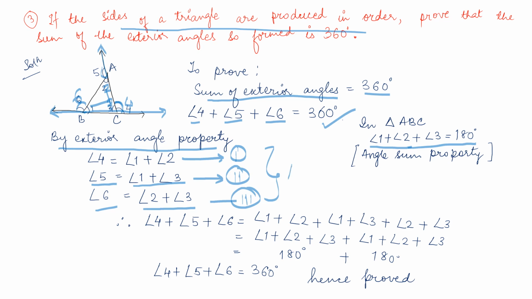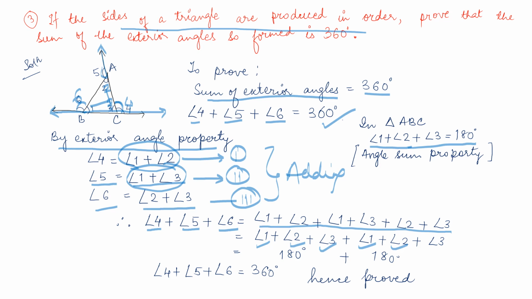Now adding all of them, what will happen? Angle 4 plus angle 5 plus angle 6 will be equal to angle 1 plus 2, angle 1 plus 3 and angle 2 plus 3. Getting? Now from here we can write angle 1 plus angle 2 plus angle 3 plus angle 1 plus angle 2 plus angle 3, because 1 appears 2 times here, 2 is 2 times here and 3 is 2 times here. So now 1 plus 2 plus 3 is 180 degrees and again 1 plus 2 plus 3 is 180 degrees. That's how it is proved as 360 degrees.